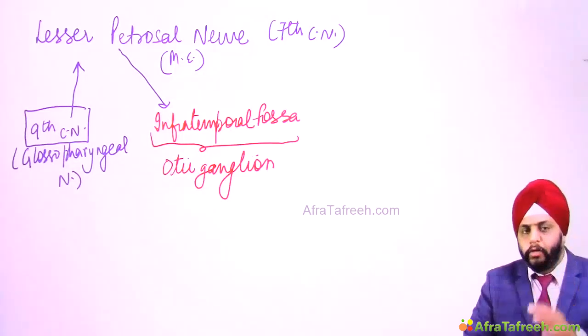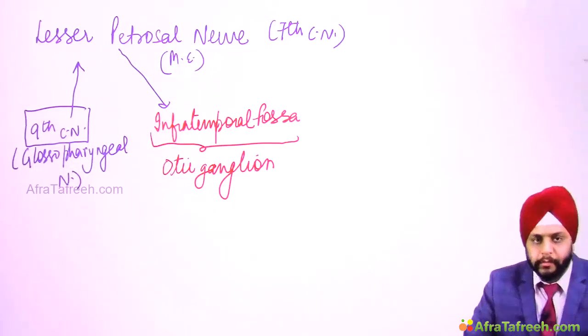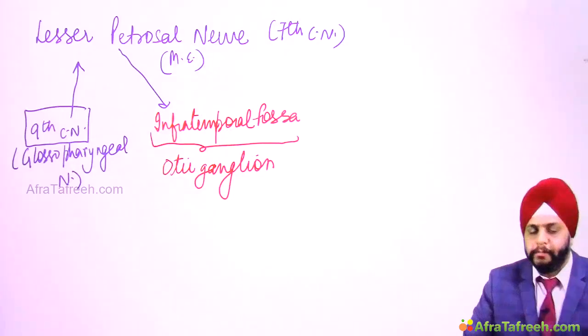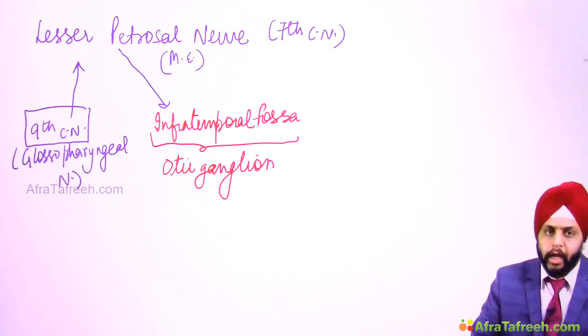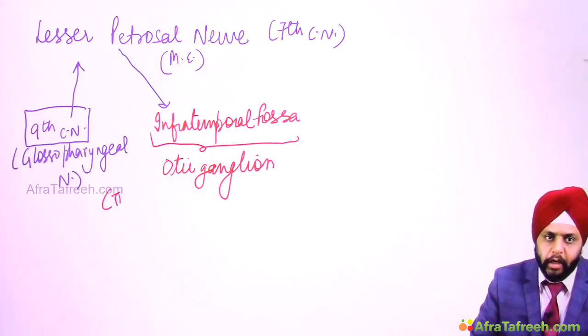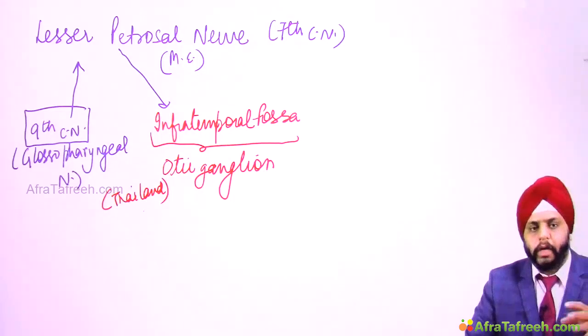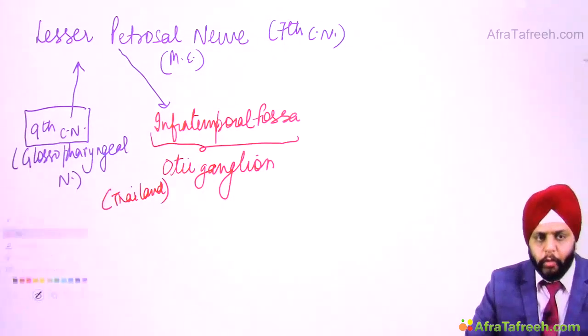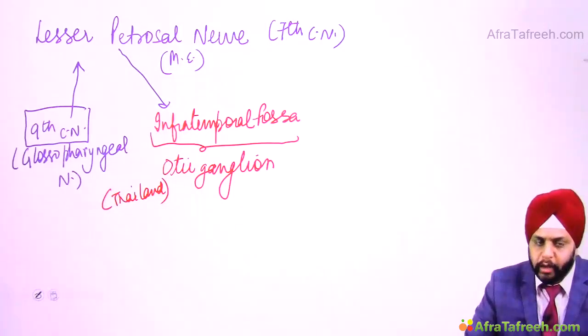So she does not go up, she does not go to Russia. Let's say she goes to Thailand. Now in Thailand, she goes to a university. That university is your otic ganglion. Now what happens over here? Over here, she also meets a boy.